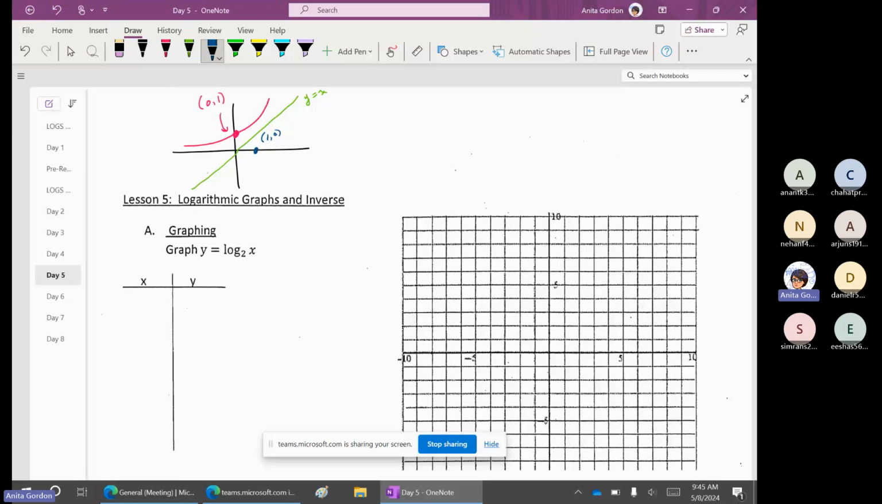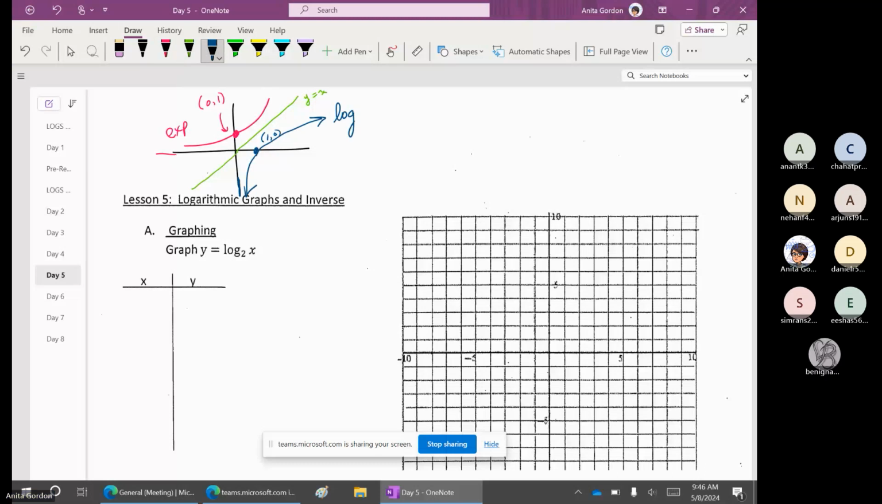And instead of having a horizontal asymptote at 0, we are now going to have a vertical asymptote at 0. And we are going to have a graph that looks like this instead. So the red represents the exponential and the blue represents the logarithm.